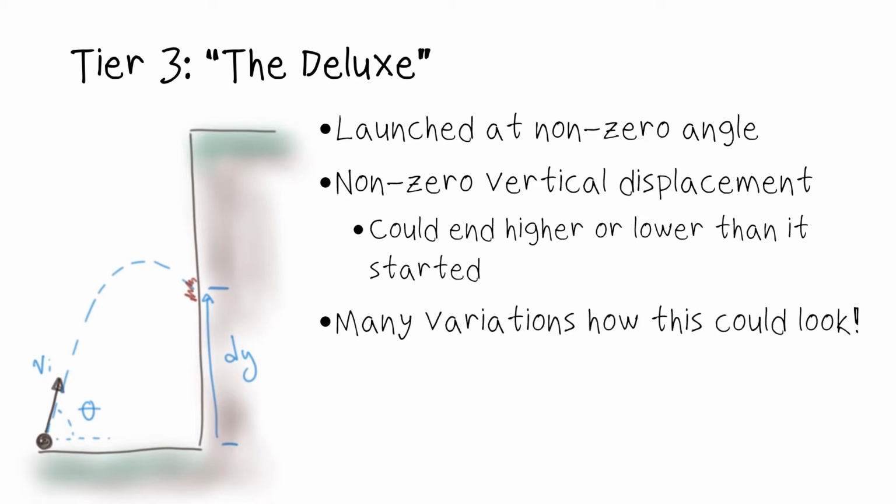And I could fill this entire slide with variations of how it looks. This is one particular example, but it's also a little confusing because the problem can look totally different than the last tier 3 problem you worked, but it still qualifies as tier 3 because, again, it's launched at a non-zero angle and you end at a different height than where you started.